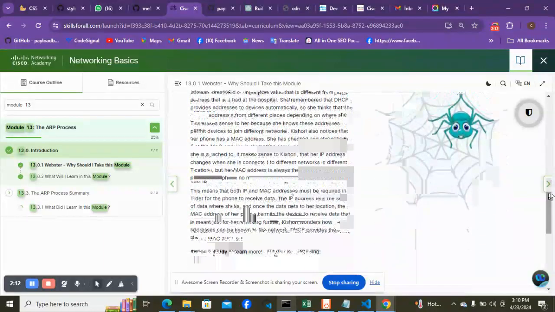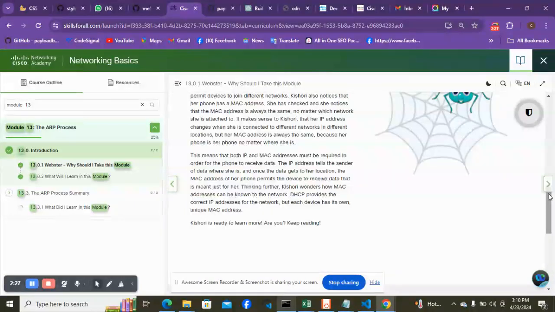So this means that both IP and MAC addresses must be required in order for the phone to receive data. The IP address tells the sender of the data where she is, and once the data gets to her location, the MAC address of her phone permits the device to receive data that is meant just for her. Thinking further, Kisori wonders how MAC addresses can be known to the network. DHCP provides the correct IP addresses for the network, but each device has its own unique MAC address. So Kisori is ready to learn more.